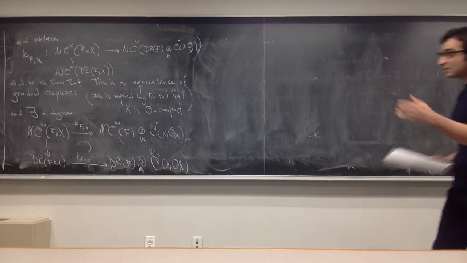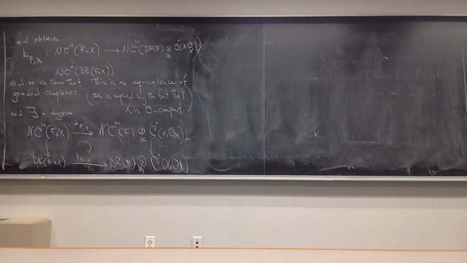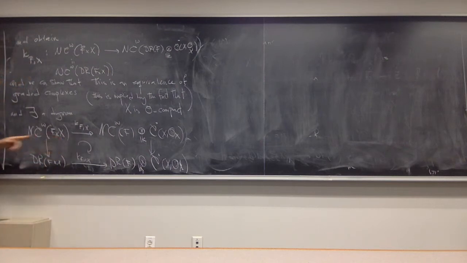Now this is enough for us to define this notion of integration. We are trying to define a notion of integration along a fiber, and we would like to define this notion of integration as a map from the negative cyclic algebra of M times some mapping space from M to N, to the algebra of underlying N. Okay? So we are going to use this.